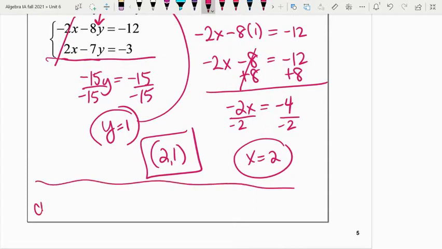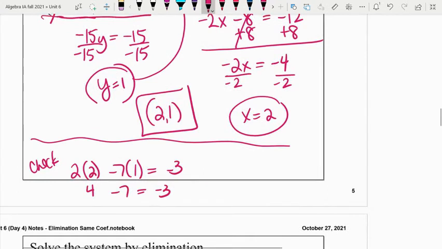And I like to check it in the other equation, so let's do a quick check on this. I'm going to go to the second equation. So twice of 2 minus 7 times my y is 1. Does that equal negative 3? So 4 minus 7 equals negative 3. The answer is yes. So that is probably the right answer.